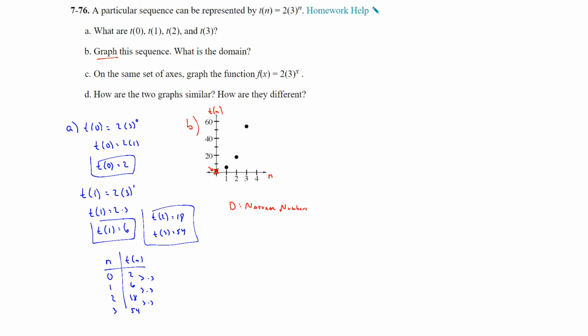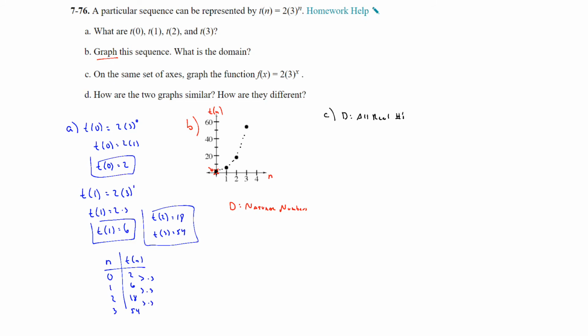Now on part C, it says on the same set of axes, graph the function f of x equals 2 times 3 raised to the x power. Well, that's different because we can plug in our domain as all real numbers on C. It doesn't ask us to write this, but it's important to know that all real numbers, because now we can plug in anything. So that zero value is included, and all these other ones in between these values are included. So it's not a discrete graph, it's a continuous graph.